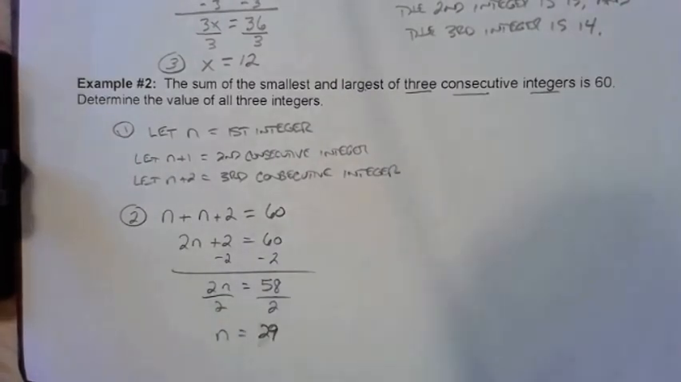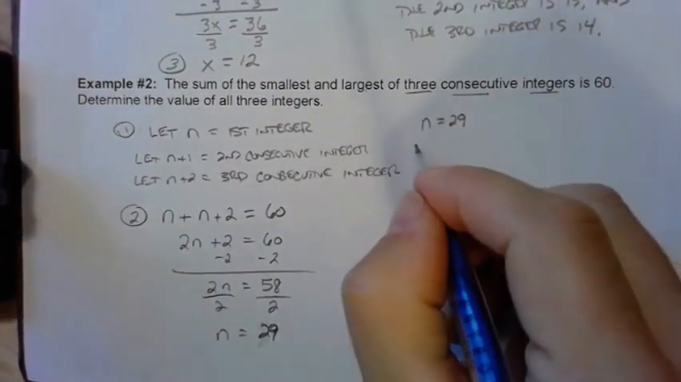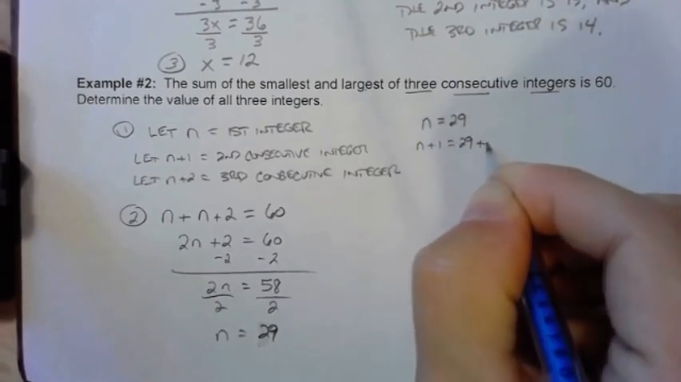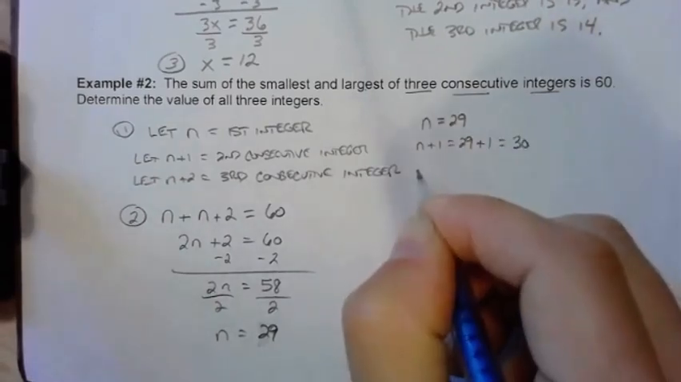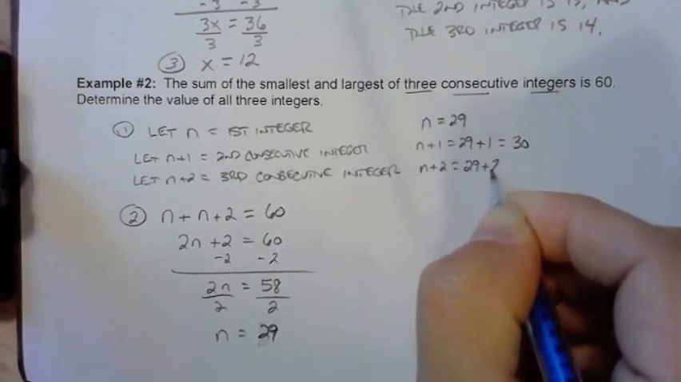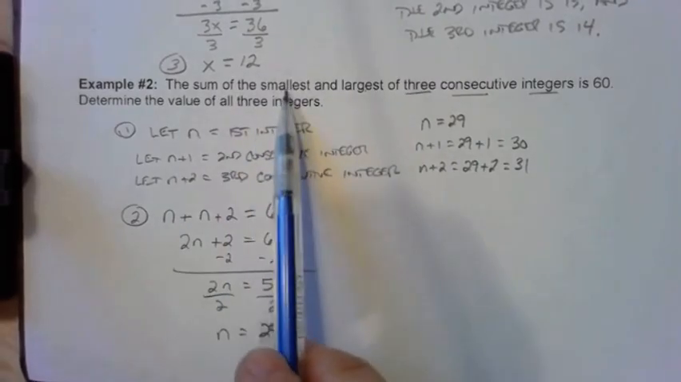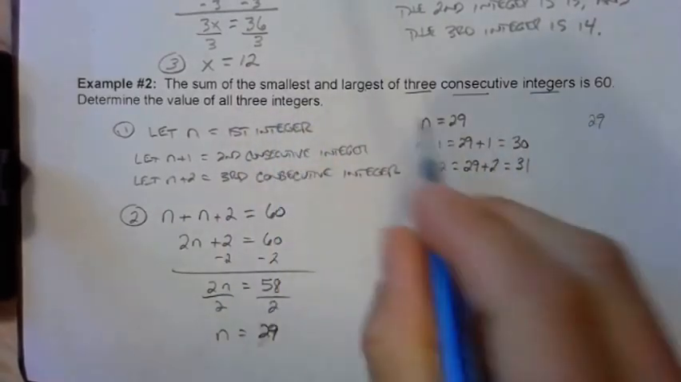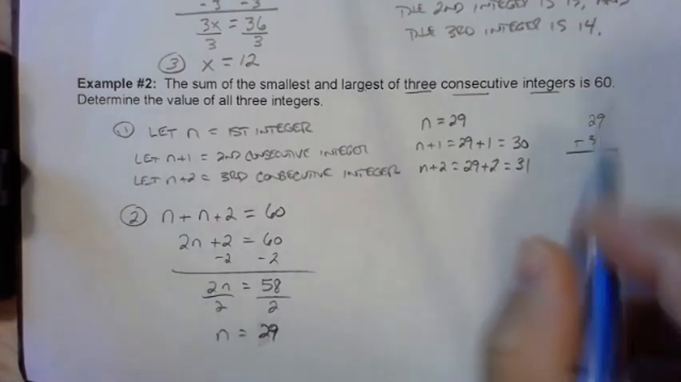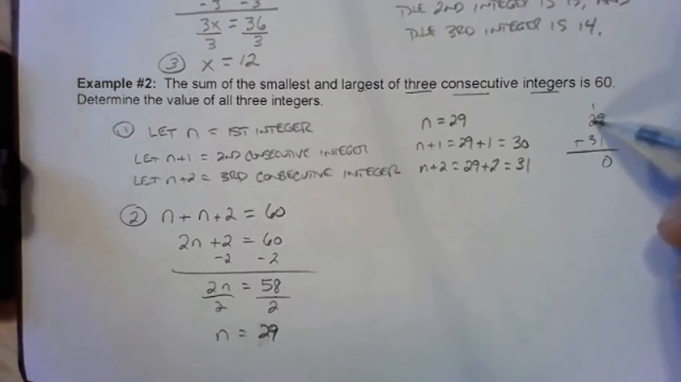All right, well, if n is 29, that's my first integer. And my second integer, n plus 1, is 29 plus 1, which is 30. And then my third integer is n plus 2, which is 29 plus 2, which is going to be 31. So let's see if these values satisfy the conditions of the problem. The sum of the smallest, which is 29, and largest, which is 31, has to be 60. Well, 9 plus 1 is 10, carry a 1. 1 and 2 is 3, 3 and 3 is 6. It works.